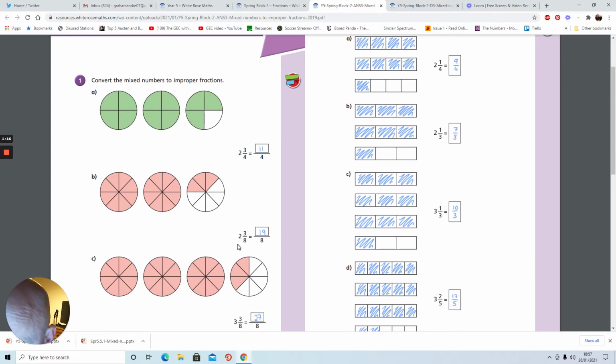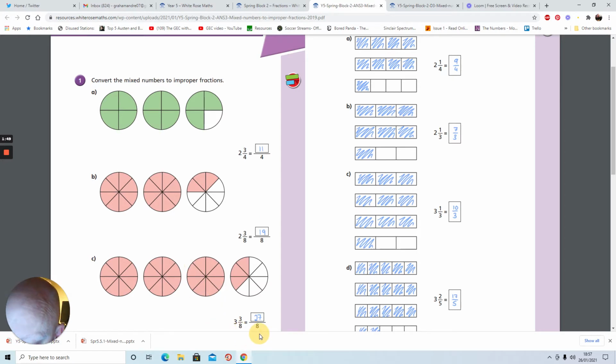And again, we're looking at the denominator, it's eighths. So we know that's not going to change. That will stay the same. And we say, right, how many fractions have we got that are shaded? We can count in eighths if we want to, like 8, 16, 17, 18, 19. So it's 19 eighths. So from 2 whole ones and 3 eighths, we get 19 eighths. That's the improper fraction.